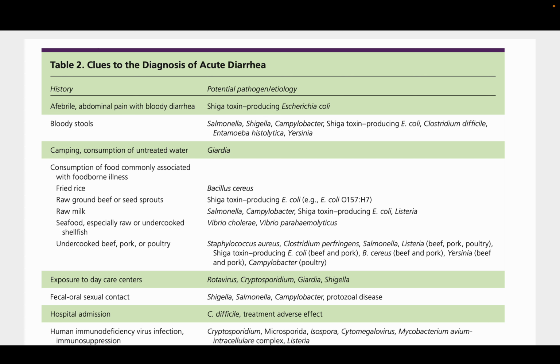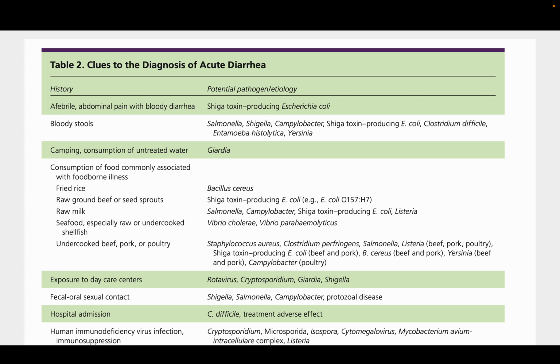It is a non-inflammatory diarrhea because it is enterotoxin produced that doesn't disrupt mucus, then the fecal leukocytes are negative, you give doxycycline. So exposure to daycare centers, where there are many people, can be caused by Giardia, Shigella, Rotavirus. Fecal-oral route, you can suspect Shigella, Salmonella, protozoal.